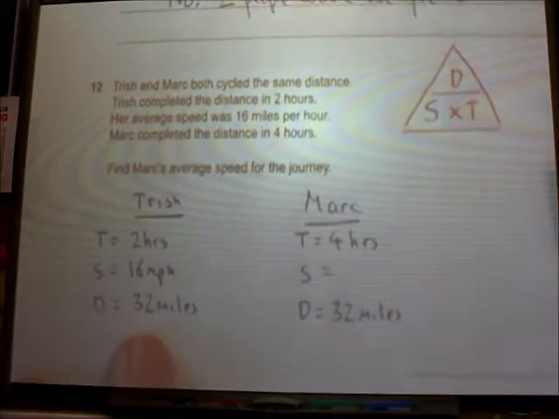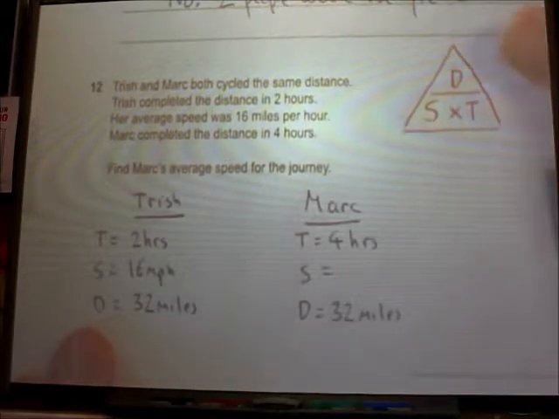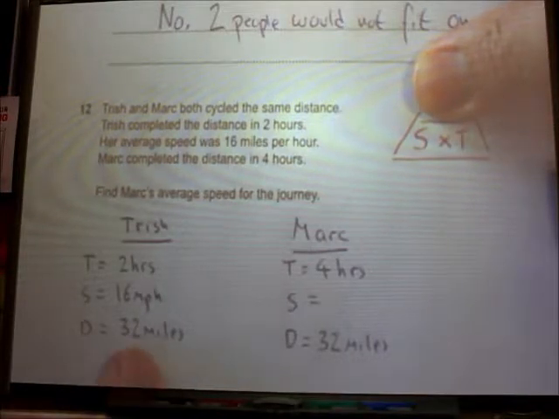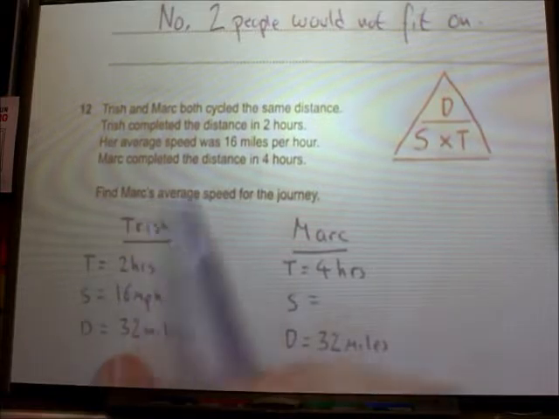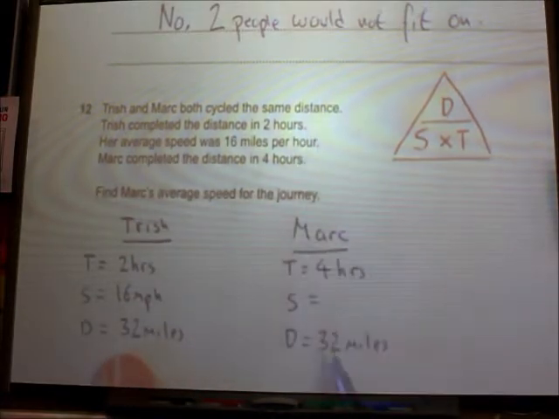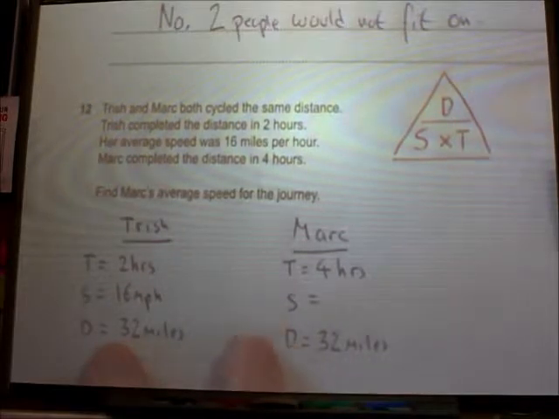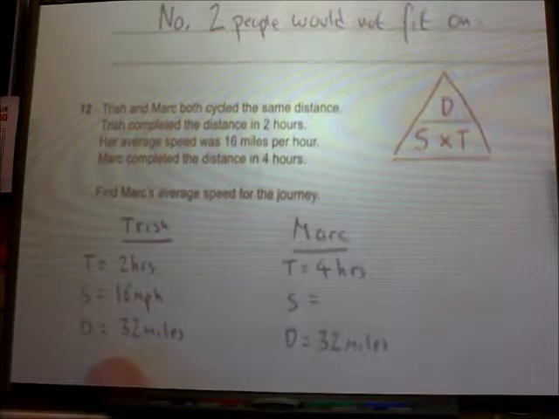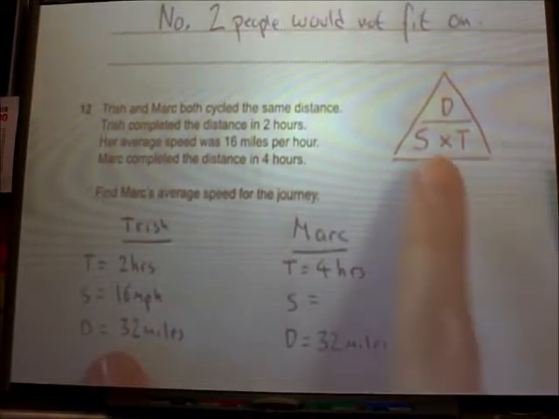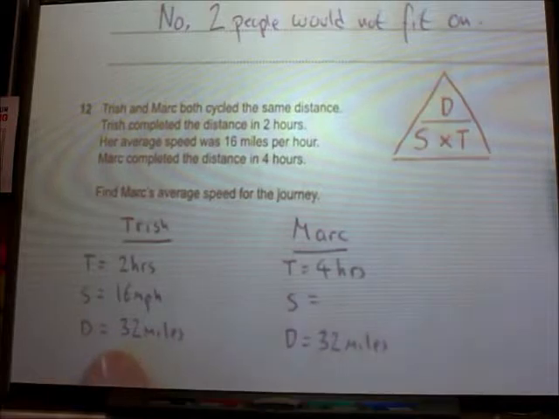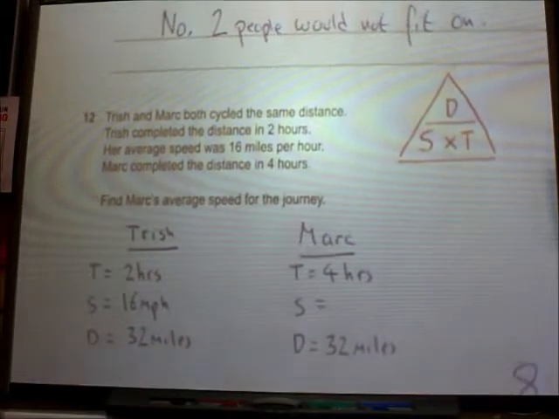If you don't like that, you want to work out distance, well, to do that, you cover up your D on your triangle, and distance is speed times time. So 2 times 16 is 32. And I've worked that out because it says they both cycle the same distance. So Mark has cycled 32 miles as well. Mark completed the distance in 4 hours. So what you need to do now is work out the speed. Again, if you want to work out the speed, you cover it up. Speed is distance divided by time. So that will be 32 divided by 4, which would be 8 miles per hour.